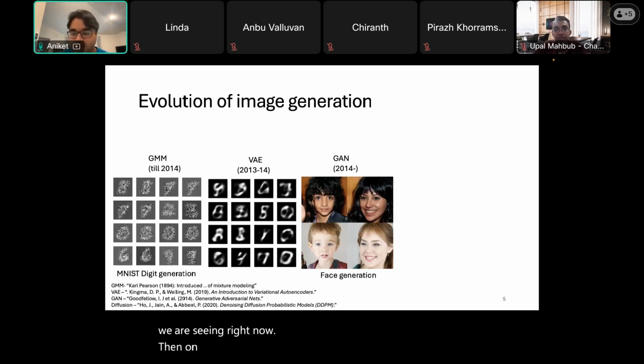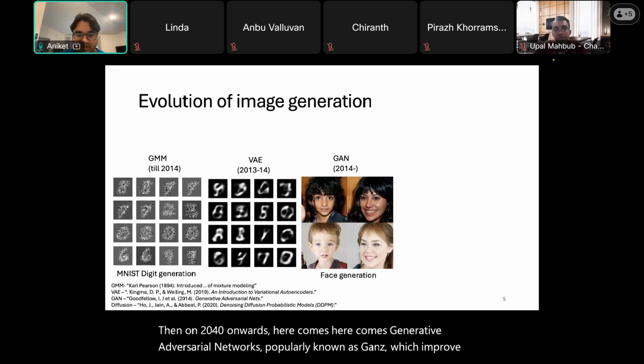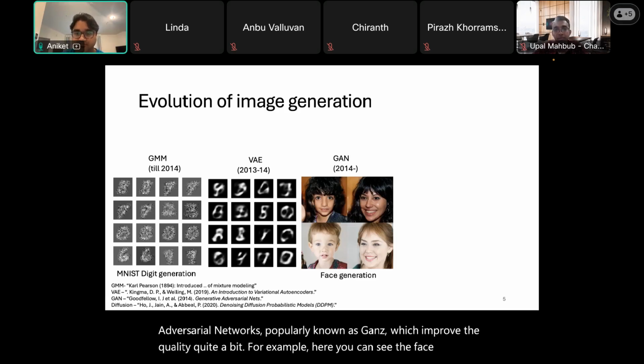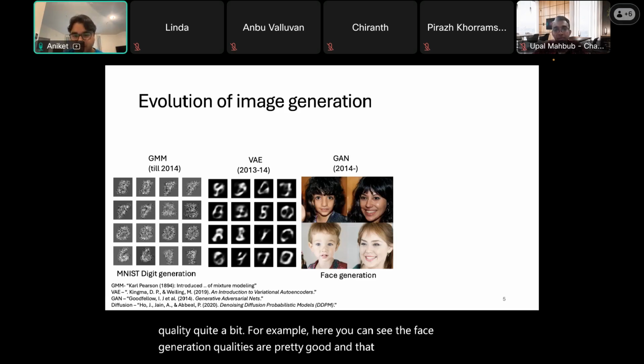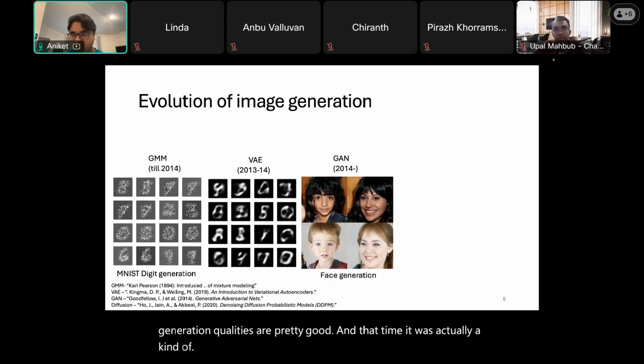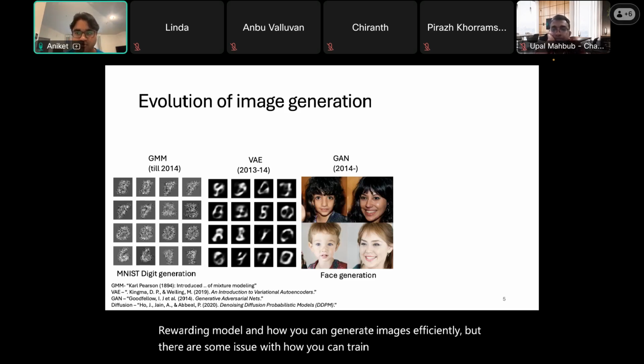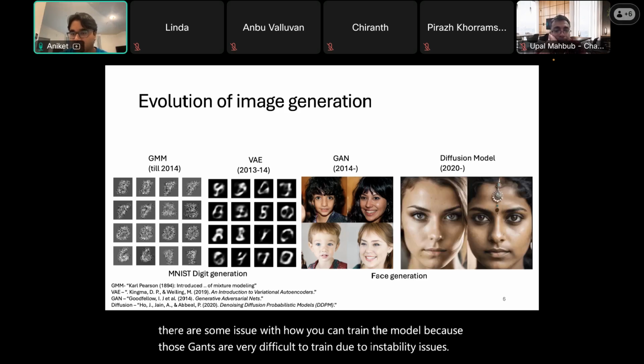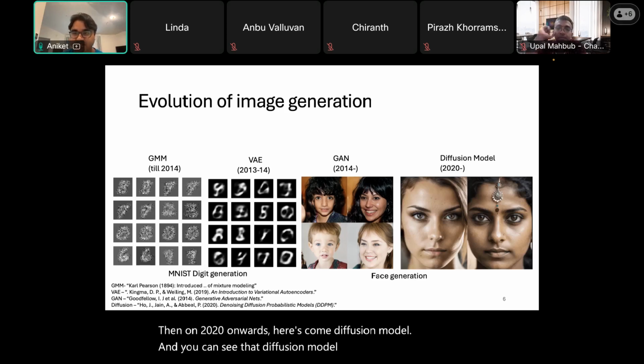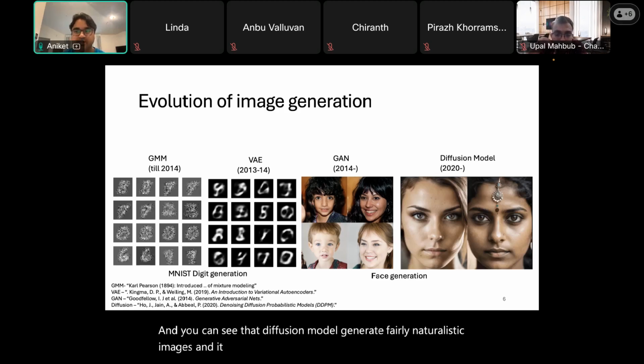Then from 2014 onwards came generative adversarial networks, popularly known as GANs, which improved the quality quite a bit. For example, here you can see the face generation quality is pretty good. At that time it was a rewarding model for how you can generate images efficiently. But there is an issue with training, because GANs are very difficult to train due to instability issues. Then from 2020 onwards came the diffusion model. You can see that diffusion models generate very naturalistic images, and they are very stable and have a good mathematical backbone. So right now, diffusion models are state of the art for image generation.